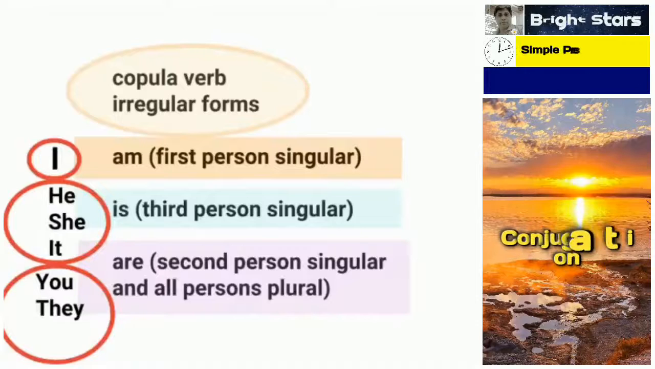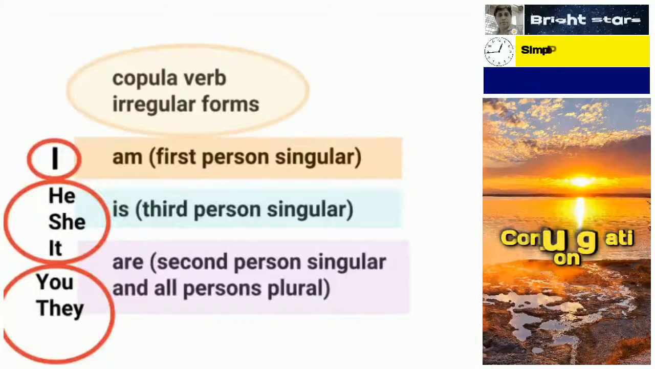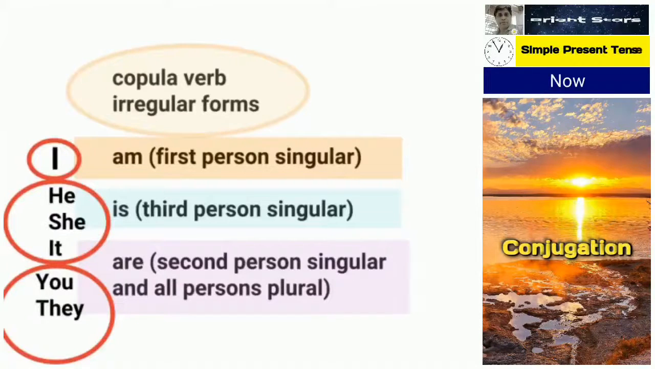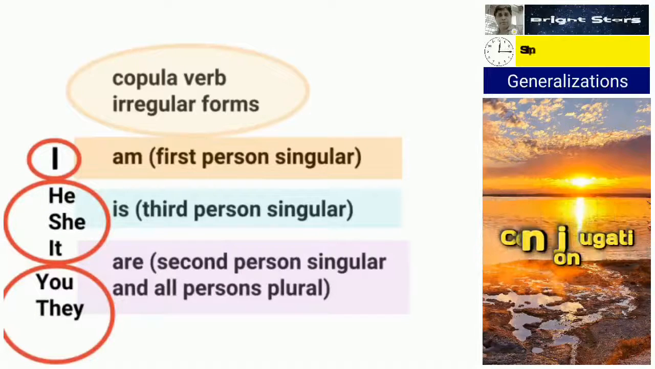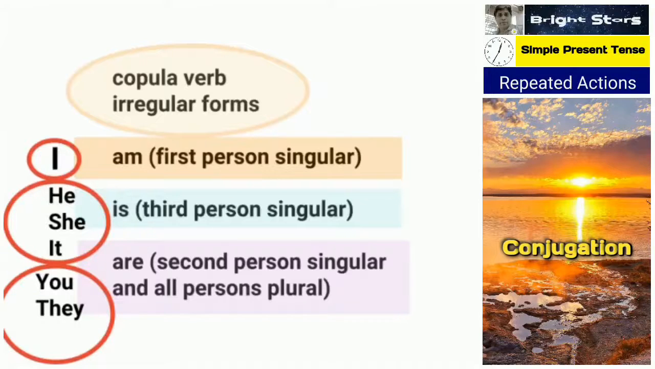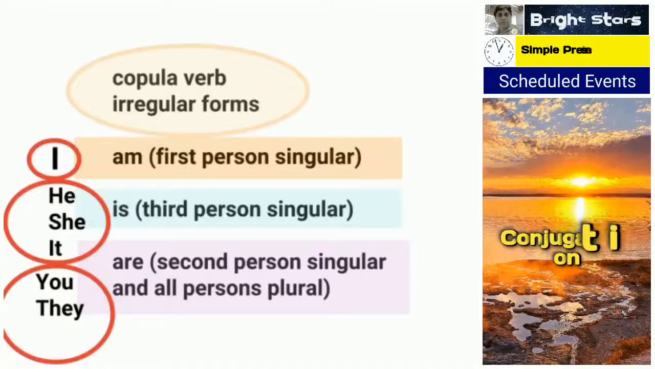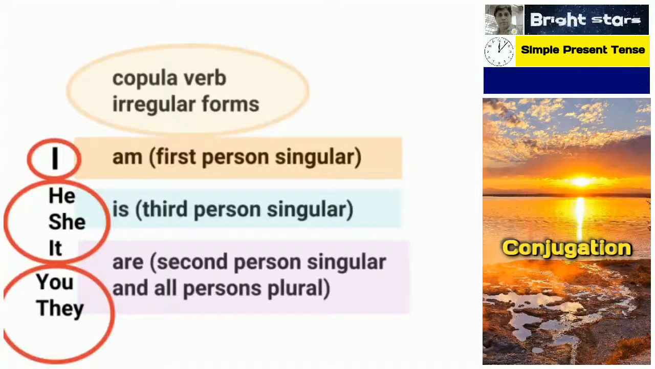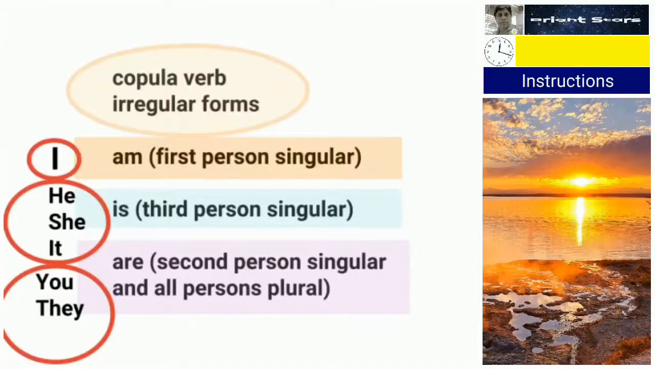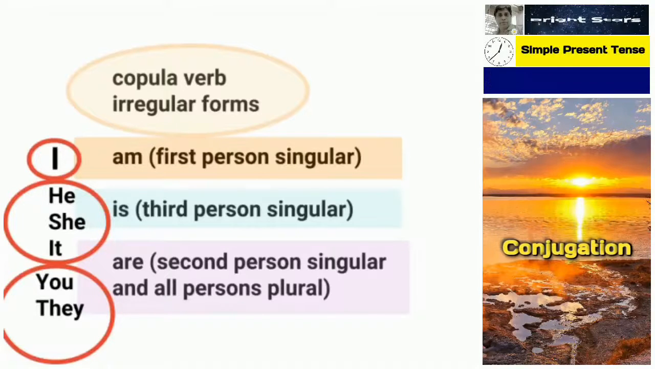So here, copula verb irregular forms. That is a new word, but don't worry about it. Here the red rings indicate: the first one is I, that is first person singular. In the second ring, he, she, it are there. They are third person singular. In the third ring, you and they are there. You is second person singular or plural, and they is third person plural.